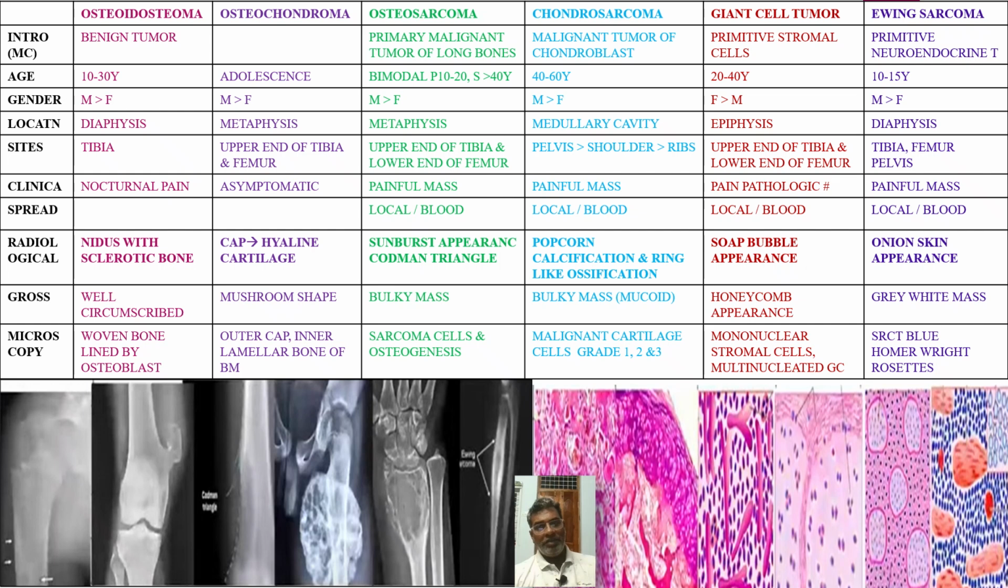Coming to the last, Ewing sarcoma. It is a primitive neuroendocrine tumor seen in the 10 to 15 years age group. In the diaphysis region, tibia, femur and pelvis. It is a painful mass spread by local or blood. On radiology, onion skin appearance. On gross, it will look like a gray white mass with small blue round cells and Homer Wright rosettes on microscopy. These are the radiographic pictures and microscopy pictures of all these 6 tumors.